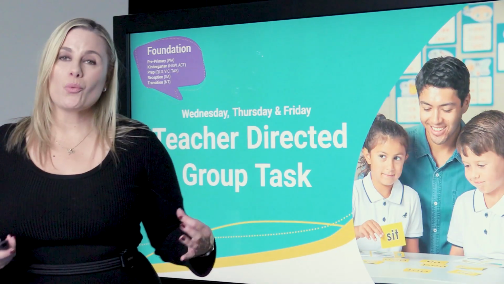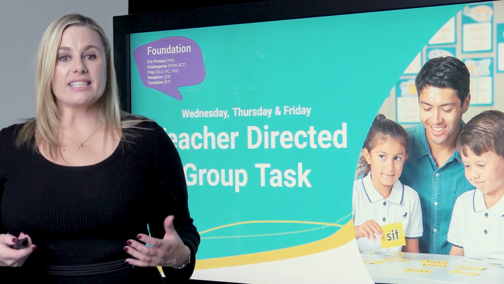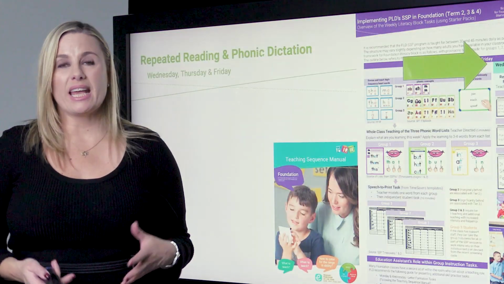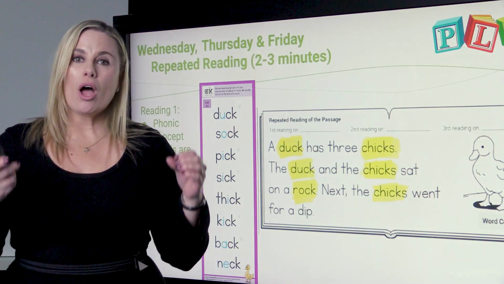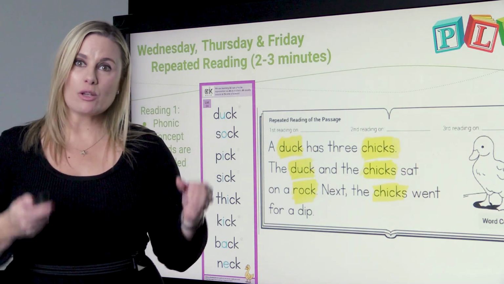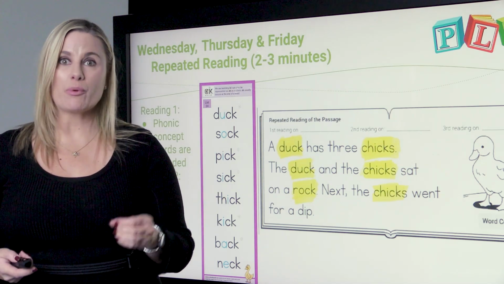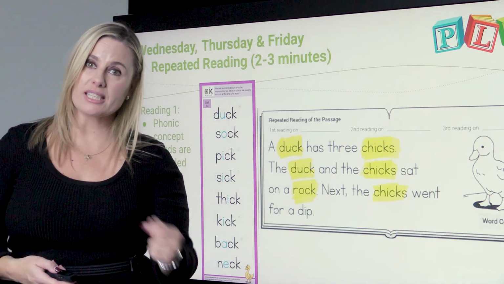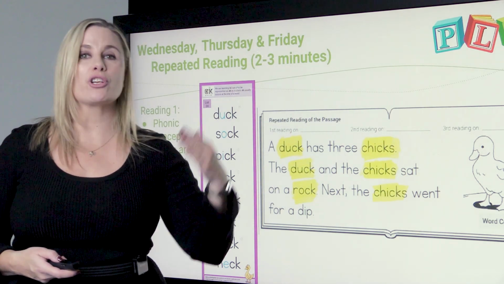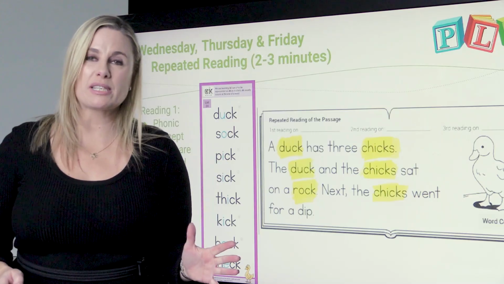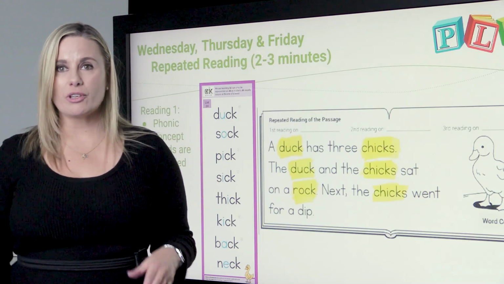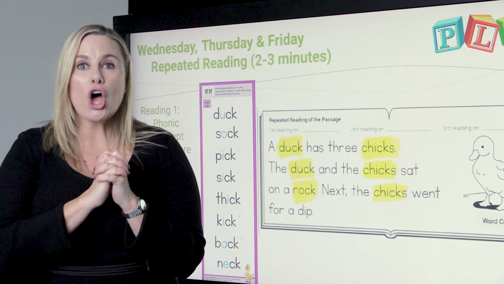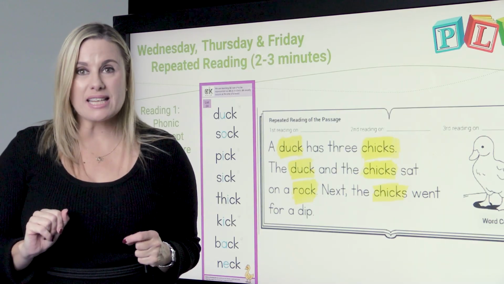We now move into the Wednesday, Thursday and Friday teacher-directed group task. It is for repeated reading and phonic dictation. On each of the days, Wednesday, Thursday and Friday, we read the passage twice, once to decode. Finally, we're going to do whole word reading and we can try and put some fluency and expression in there. Group 1, we're looking at the digraph sound k, two letters making one sound k.